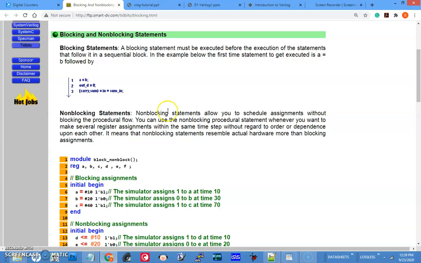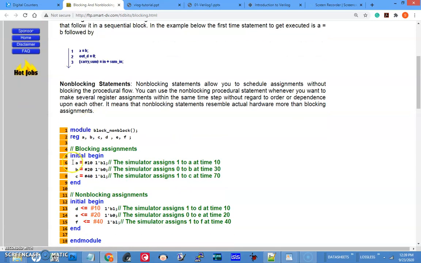Before going to counters, let me explain what is meant by blocking and non-blocking statements. In fact, these are two kinds of assignments. In blocking, execution is strictly sequential. A equal to B is executed, and after that, this one gets executed. Whereas in non-blocking, the assignment statements will not block each other. Whenever the time comes, they get executed.